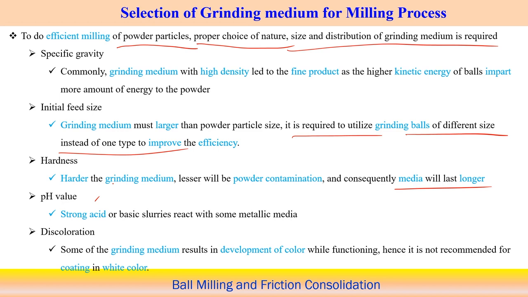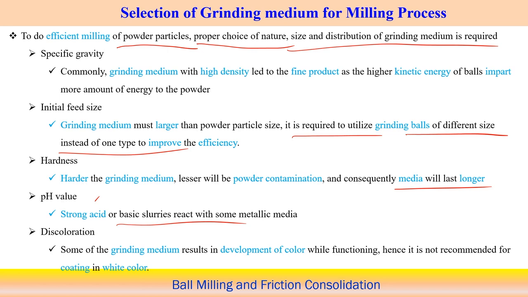The next point is the pH value. Strong acid or basic slurries react with some metallic media. So we have to look into the pH value, because in some cases a very strong acid or basic slurry is present in the ball milling operation, and it can react with the metallic media. So accordingly we can choose a different medium in this case.